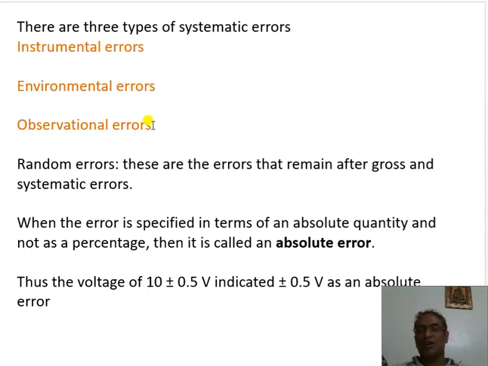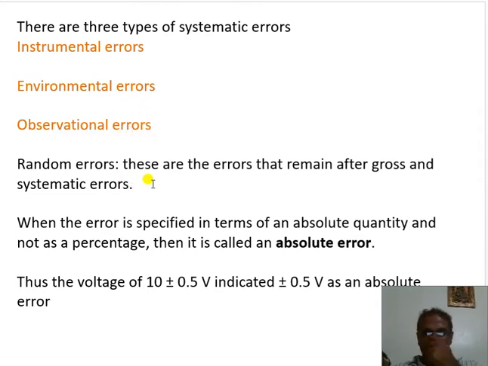And observational errors are errors caused by human mistakes. They are also called conclusion errors or complex errors. If the person views the value from a different angle, it shows different readings in the analog meter. These are errors caused by the human, most of the time, and not by the devices. That is what we call observational error.